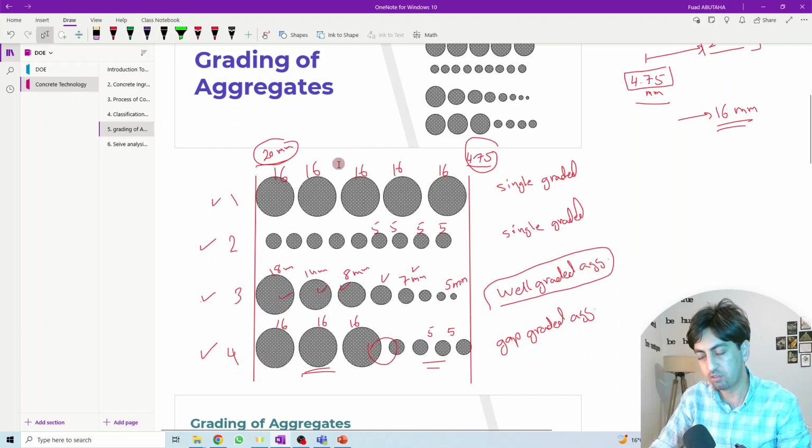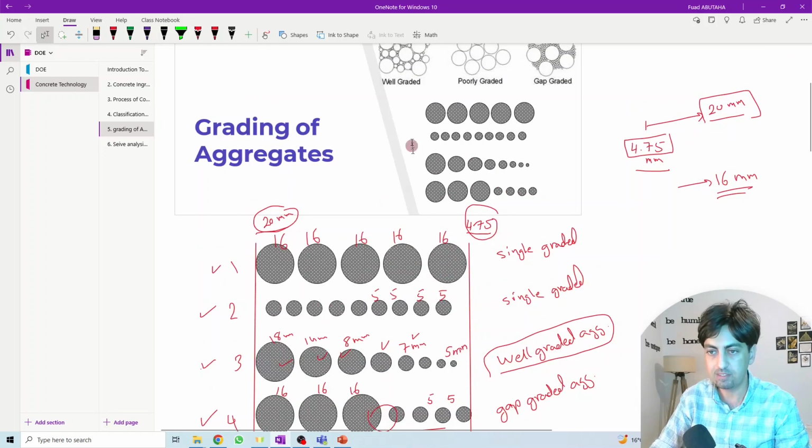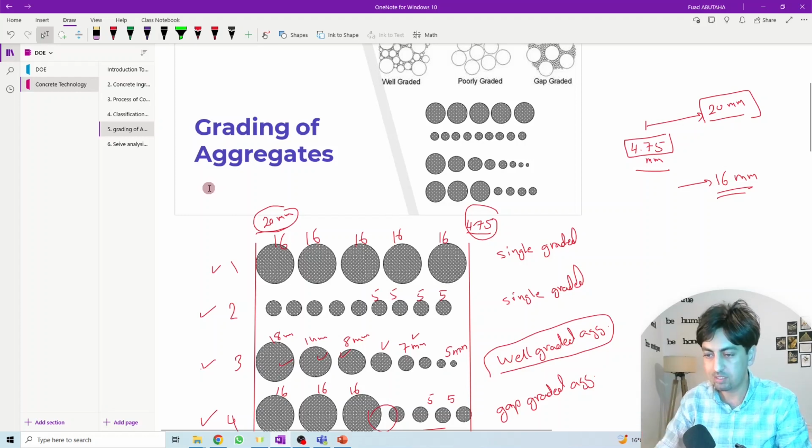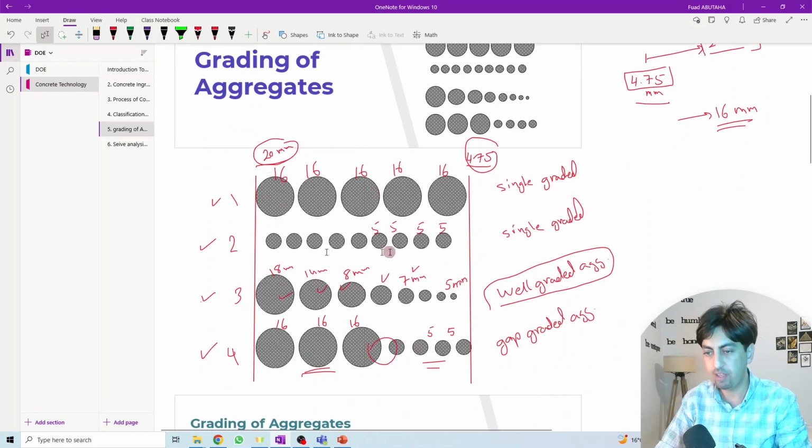Before this, we need to do a recap of the previous session, where we studied the grading of the aggregate. We discussed that we have different gradings of the aggregate, with particle sizes ranging from 4.75 millimeter up to 20 millimeter. In this range, we might have different scenarios: the aggregate can be either single graded, well graded, or gap graded.